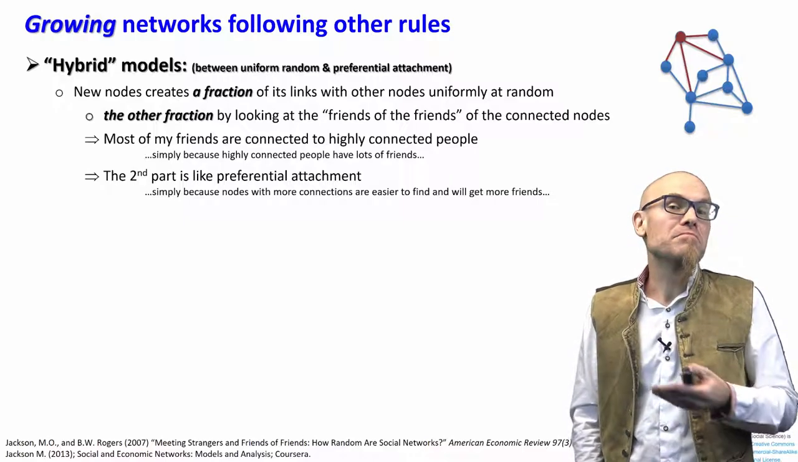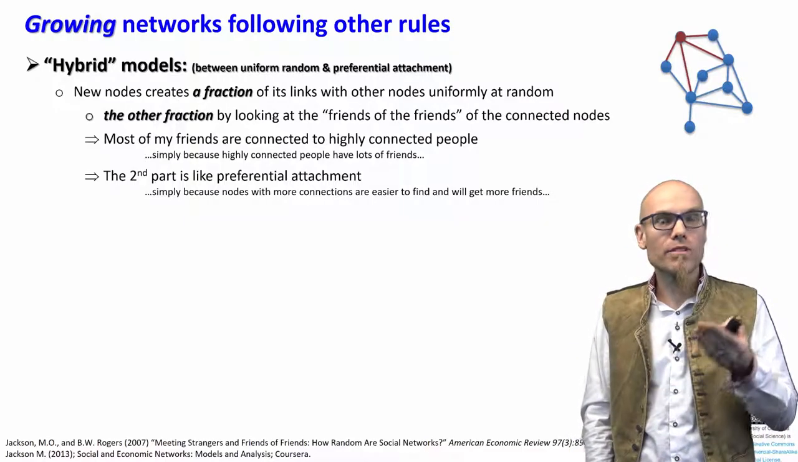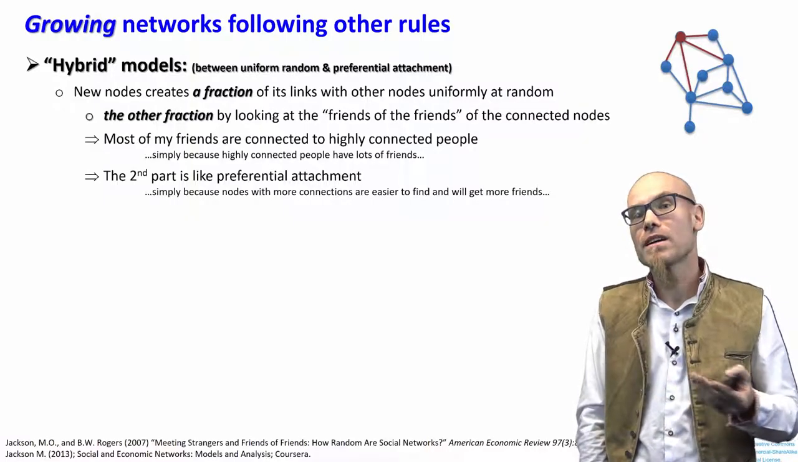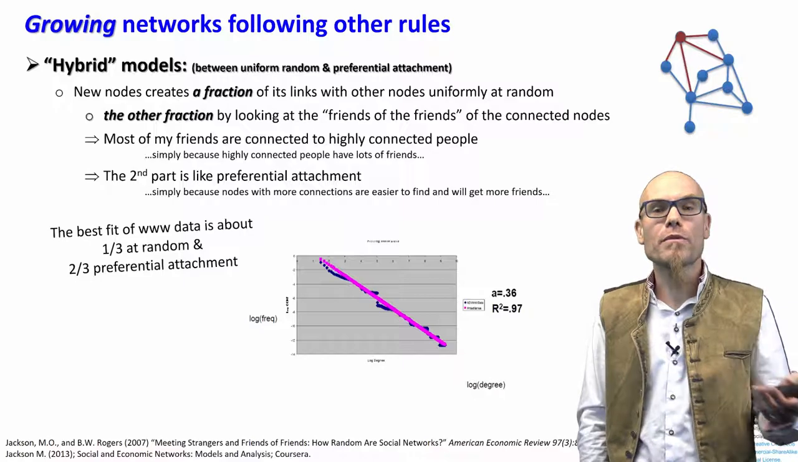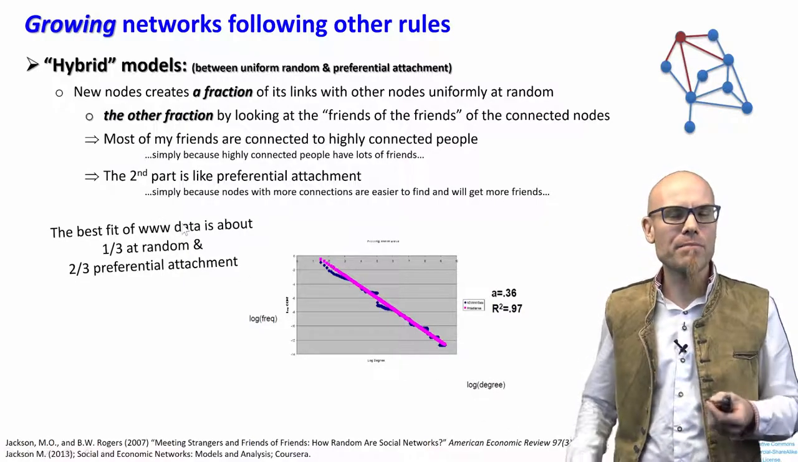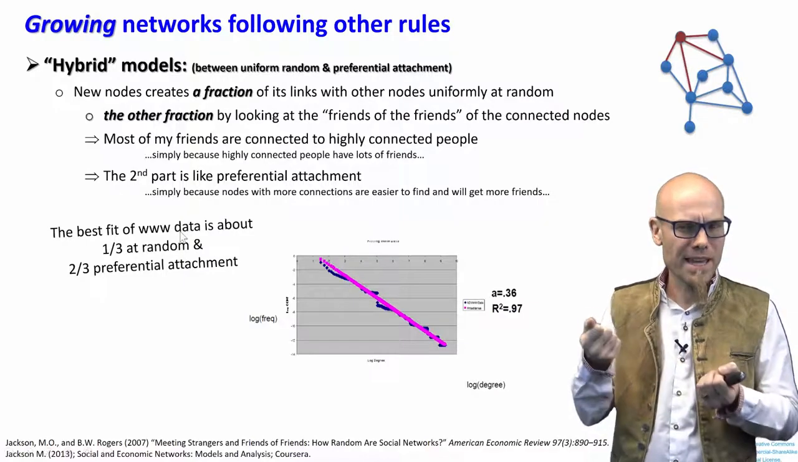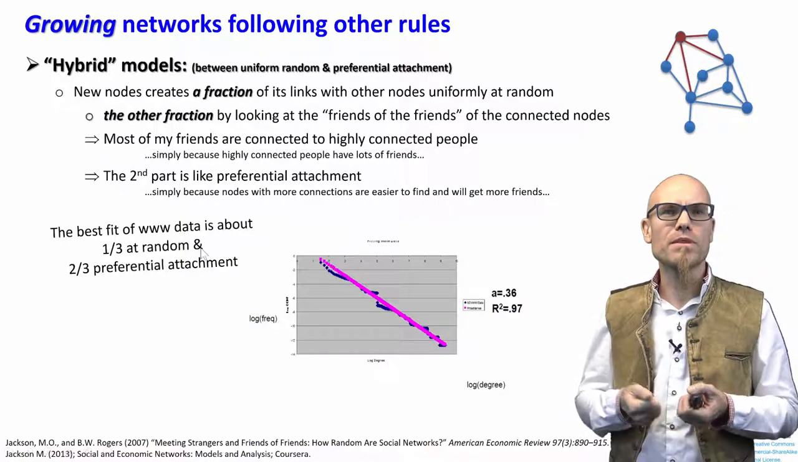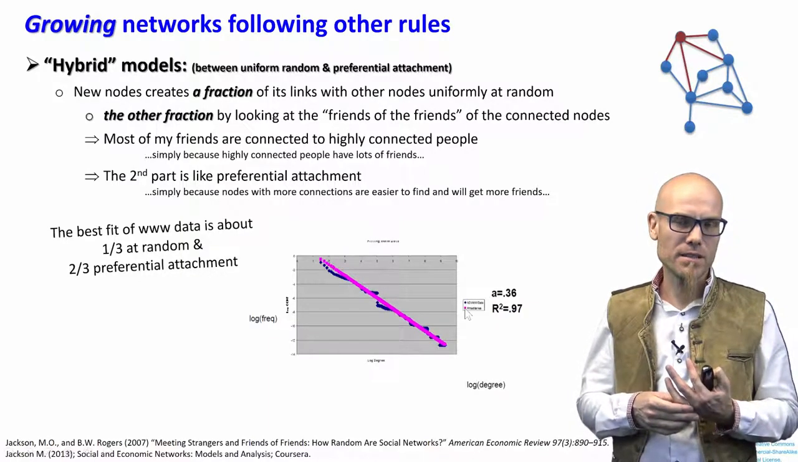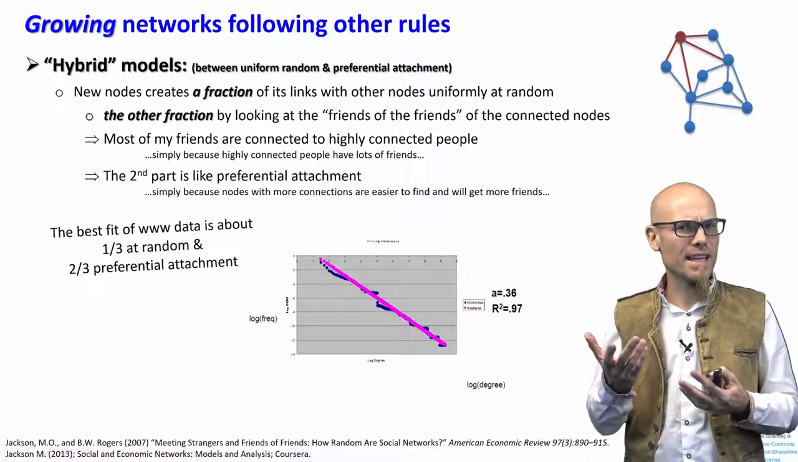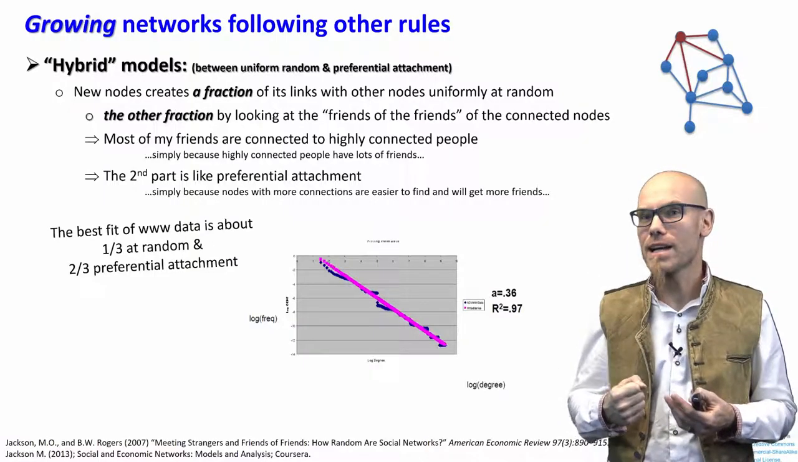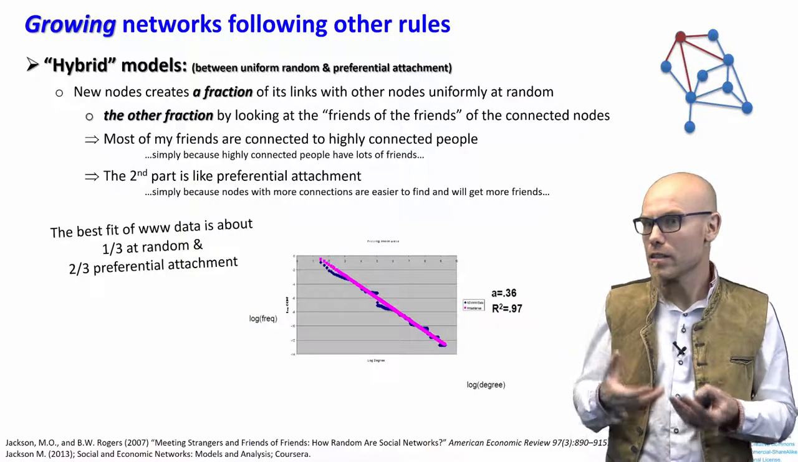And in reality, if we mix these two models, a random connection and a preferential attachment network, that fits, for example, the World Wide Web data very well. In this study, they have shown that the World Wide Web, that means the distribution of how web pages are connected, is a third random and two-thirds preferential attachment. You might think it's all preferential attachment, that you try to connect to very connected websites, but that's not the case. A third is really random.